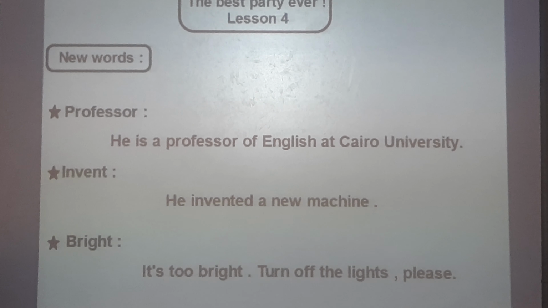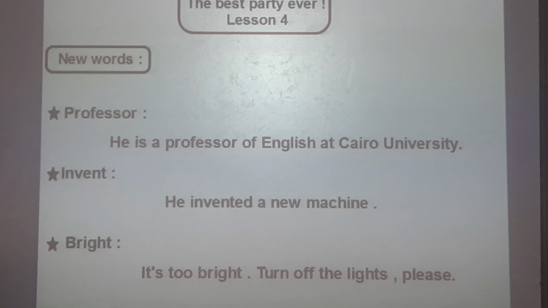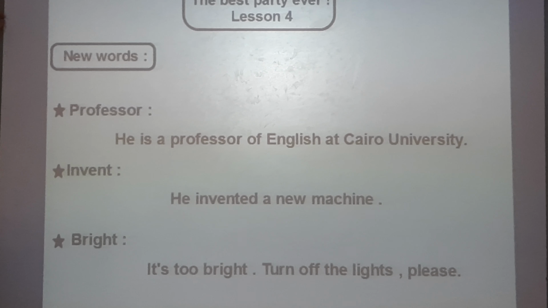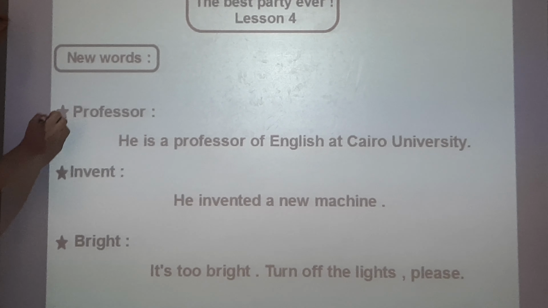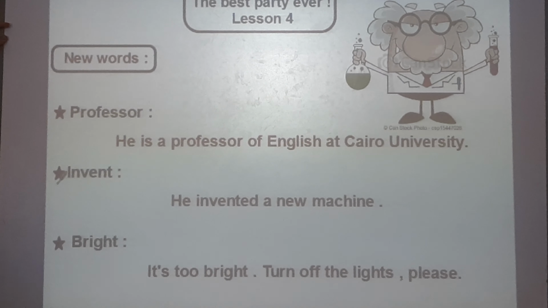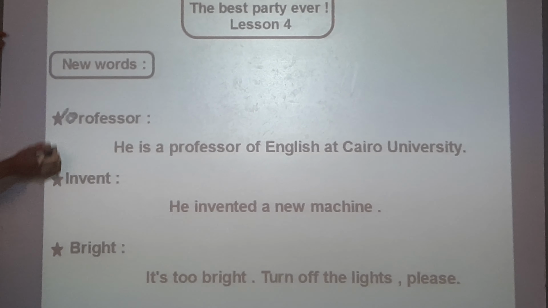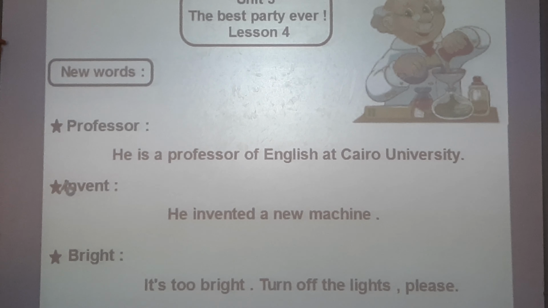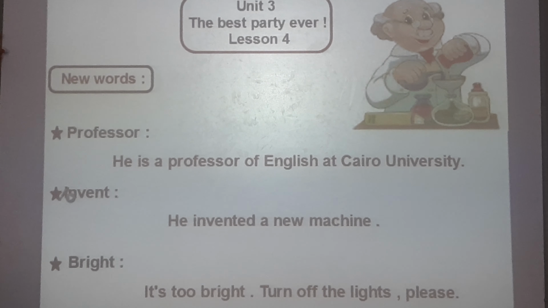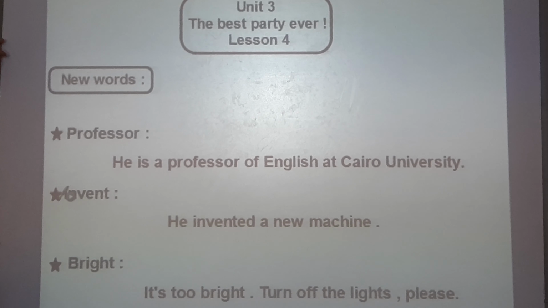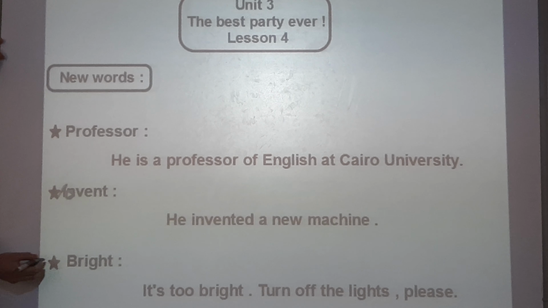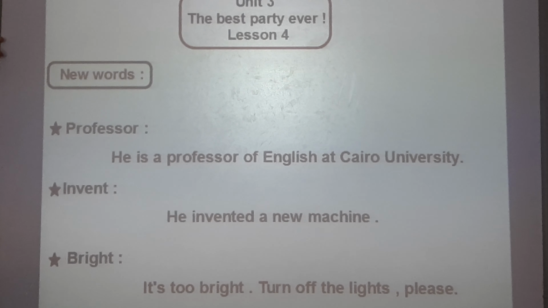Let's move to lesson 4 and we'll start with our new words. Number one, professor. Again, professor, he is a professor of English at Cairo University, so he is the one who teaches in university. Number two, invent. Yes, the scientist invents many things, like he invented the new machine, Thomas Edison invented the lamp. Number three, bright. So it's too bright. Turn off the lights, please.